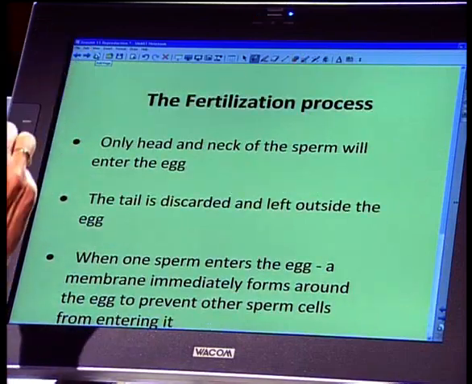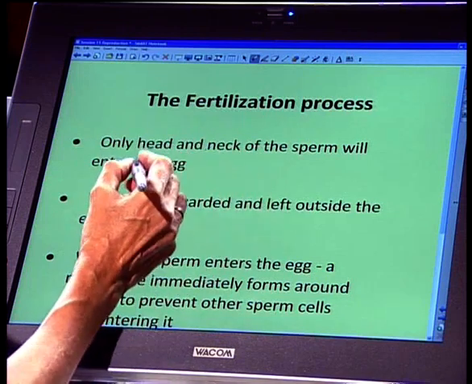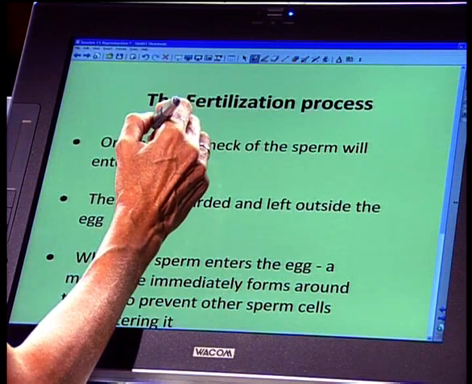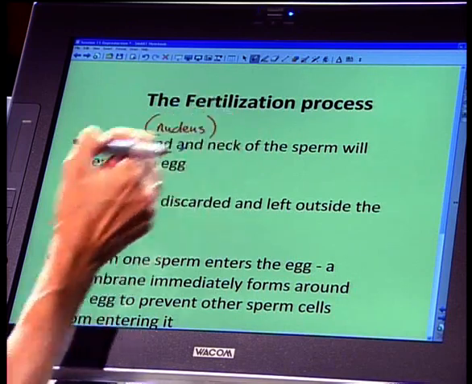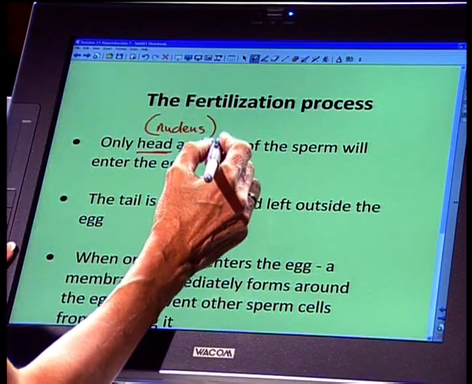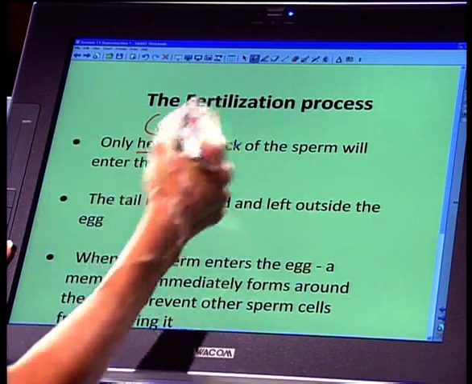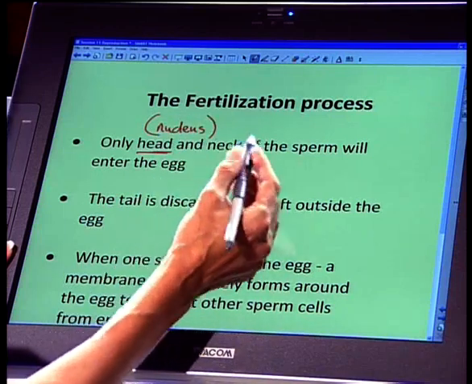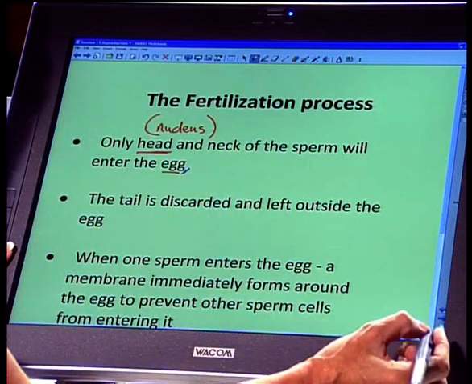Now, with that, only the head and the neck of the sperm will enter the egg cell. So it's only the head. Why? It contains the nucleus. And we need that nucleus because it contains the chromosomes, where the neck is probably just the piece that ends up inside, and it's worthless anyway. It's just a little bit of a couple of cells, and it enters the egg cell. Now, the tail is discarded outside the egg.